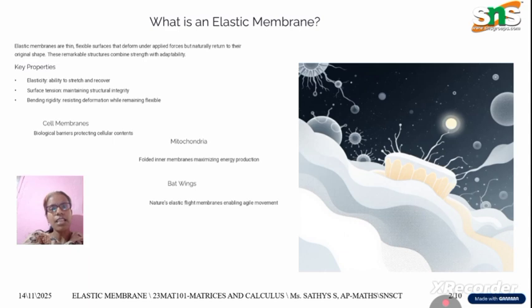The first thing is cell membranes, a biological barrier which protects the cellular contents. The second thing is mitochondria, the folded inner membranes maximizing energy production. And the third thing is bat wings, nature's elastic flight membranes enabling agile movement.